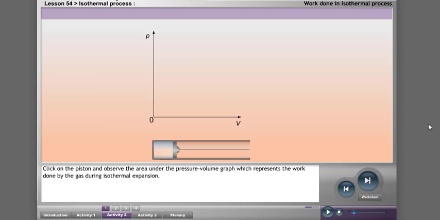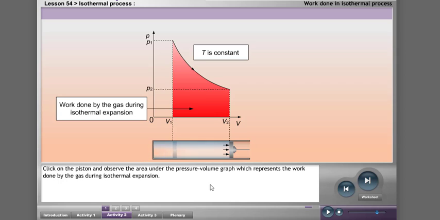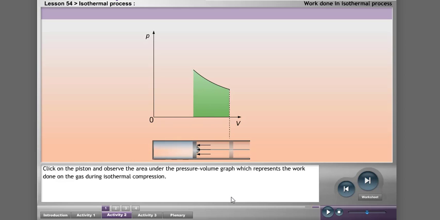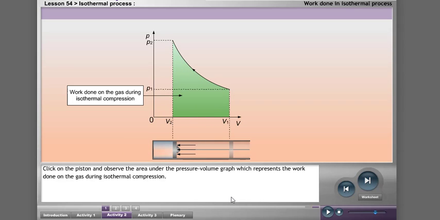Click on the piston and observe the area under the pressure-volume graph, which represents the work done by the gas during isothermal expansion. Click on the piston and observe the area under the pressure-volume graph, which represents the work done on the gas during isothermal compression.